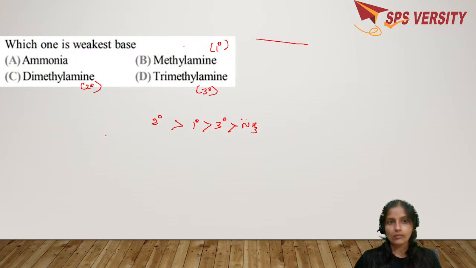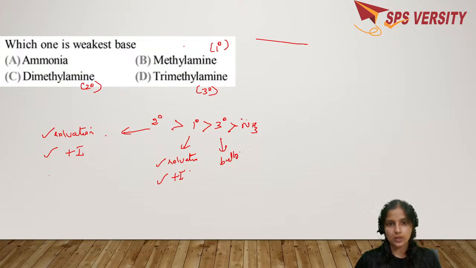Because in the case of secondary, you have the solvation because of the presence of hydrogen. You have the presence of electron donating plus I groups and no bulkiness, where here also you have the solvation. You have plus I effect. Here bulkiness comes into the picture, whereas here there are no electron donating groups, so this will be the weakest base.